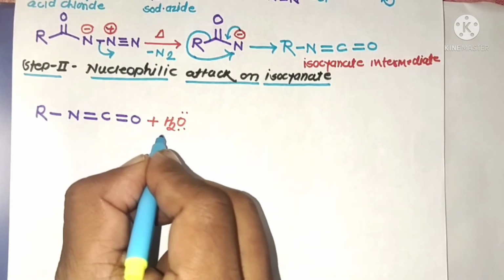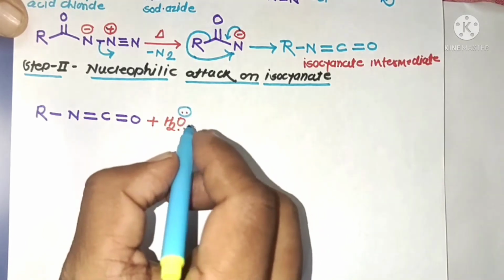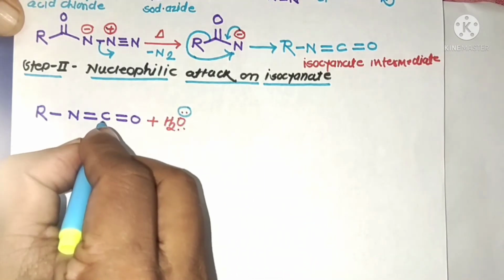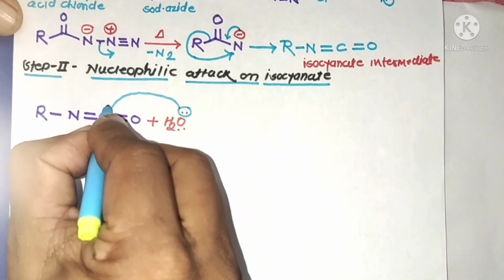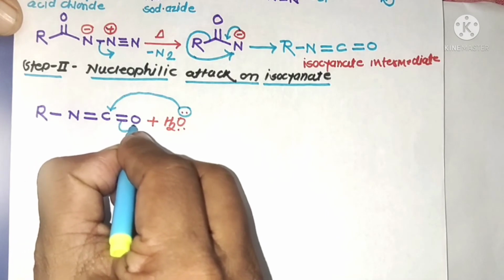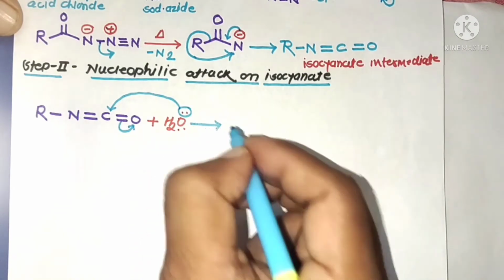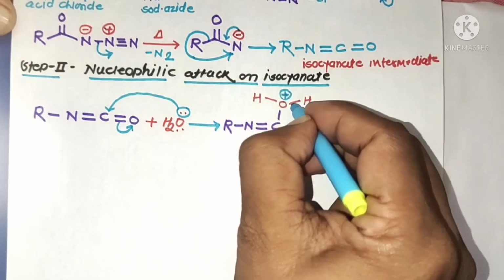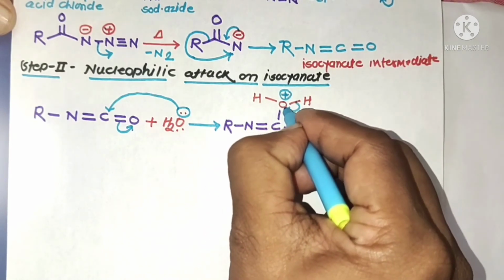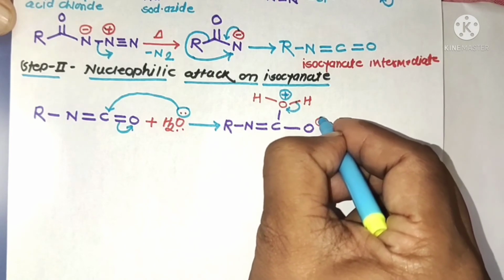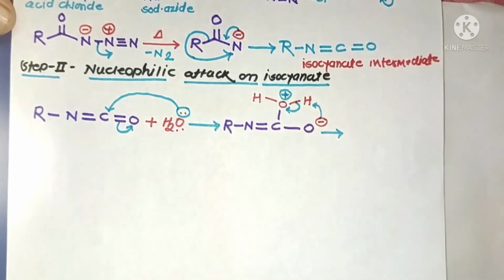Here water is used as the nucleophile. The oxygen of the water molecule, containing a non-bonded pair of electrons, acts as an electron donor toward the electron deficient carbon atom. Electrons shift from oxygen to carbon. Then the bonding electrons shift toward the more electronegative oxygen atom. Here the oxygen carries a positive charge, so the bonding electrons shift toward the oxygen atom, and then the negatively charged oxygen abstracts an H plus ion to form the molecule.